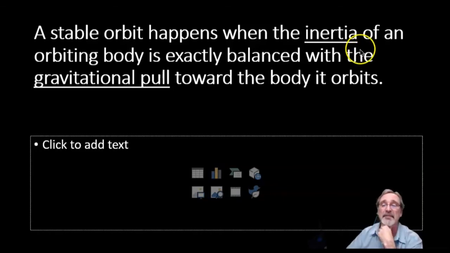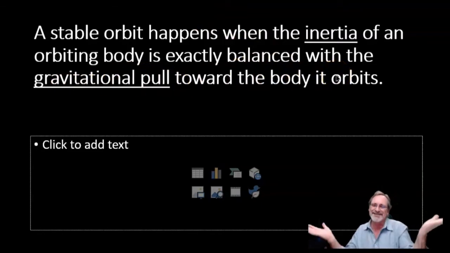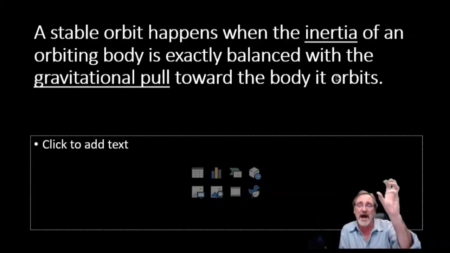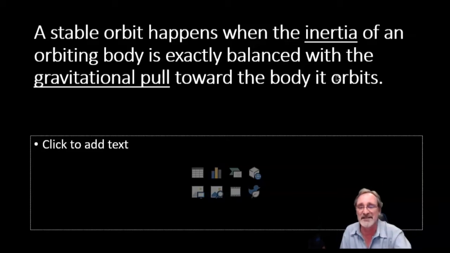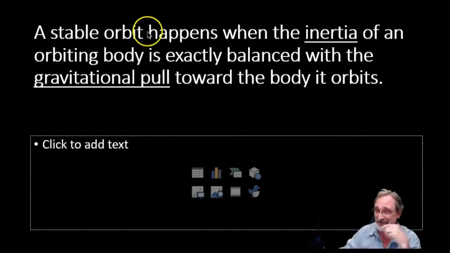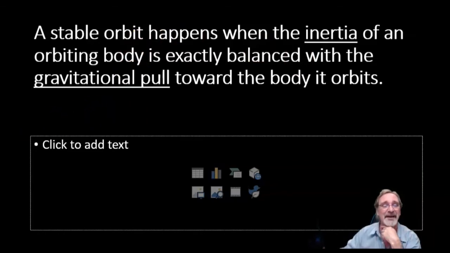A stable orbit happens when the inertia of an orbiting body is balanced with the gravitational pull toward the body it orbits. Now, Newton used that term body to mean any kind of planet, any object. I mean, this is a body, right? The moon is a body. The Earth orbiting the sun is a body. The sun is a body that it orbits. Okay, just to get that terminology. So you have that written down. If you need more time, then pause the video and write it down.